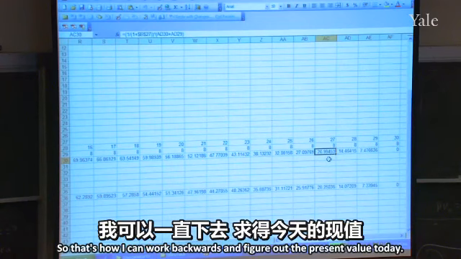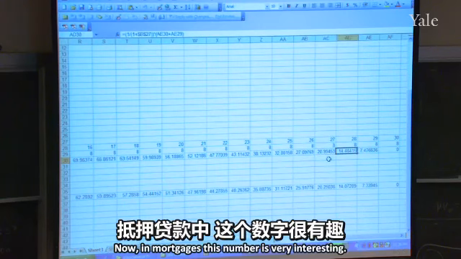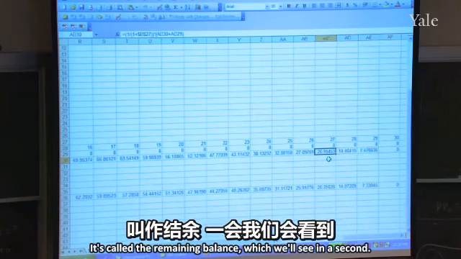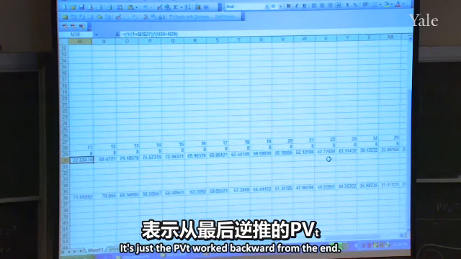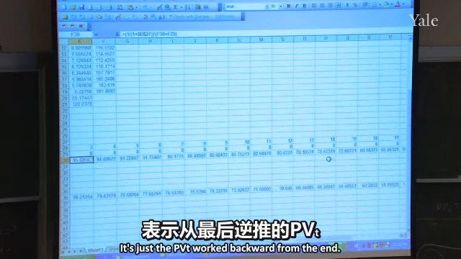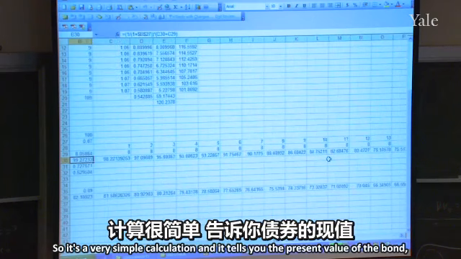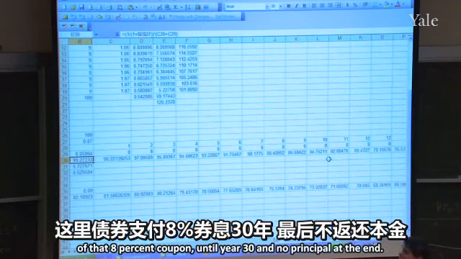Okay, so that's how I can work backwards and figure out the present value today. Now, in mortgages, this number is very interesting. It's called the remaining balance, which we'll see in a second. But anyway, that number you can calculate at every t. It's just the PV_t worked backwards from the end. So it's a very simple calculation, and it tells you the present value of the bond, of that 8% coupon till year 30 and no principal at the end.